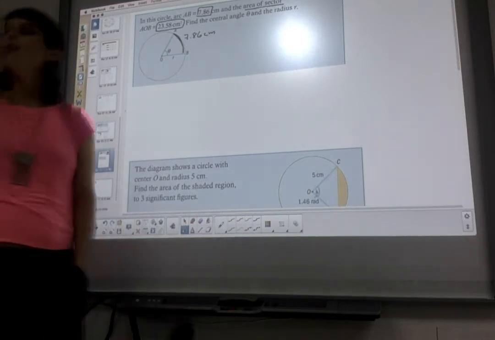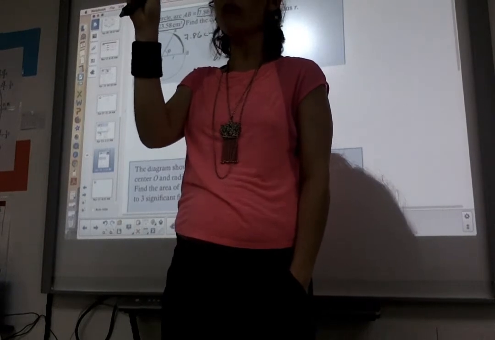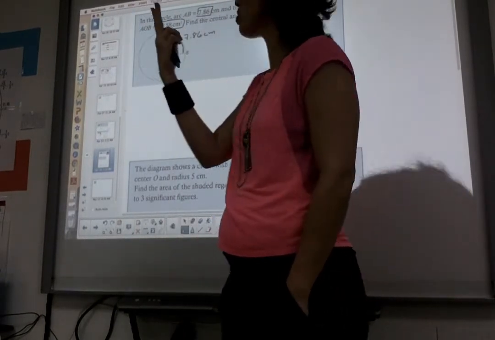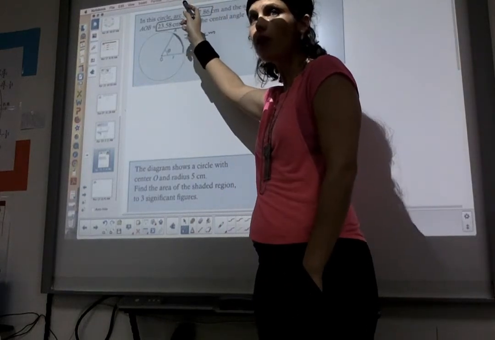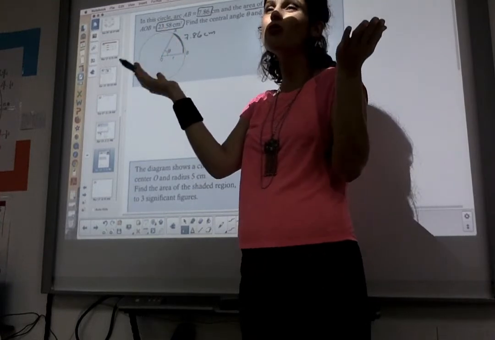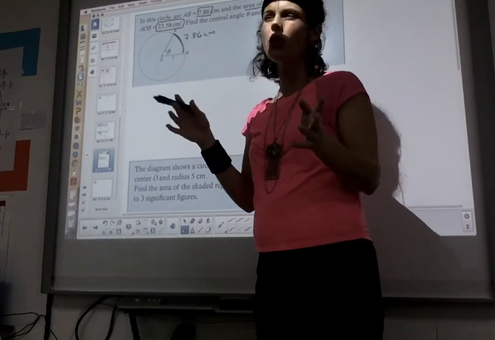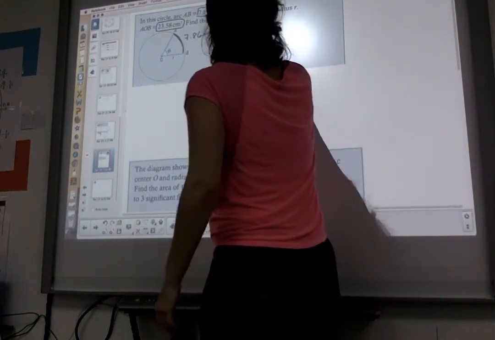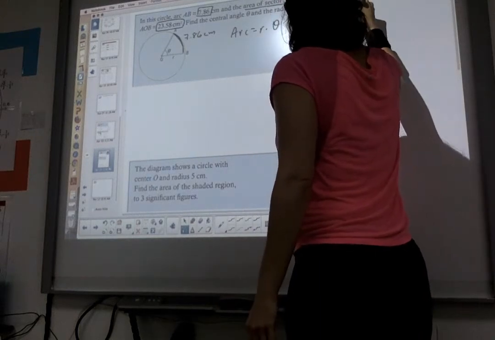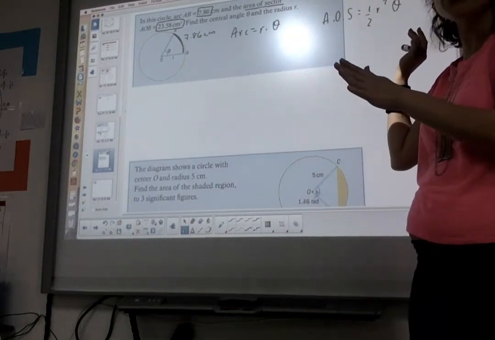How many unknowns do you have? 2. So how many equations do you need to find 2 unknowns? 2 equations. Where are the 2 equations going to come from? One from the arc equation and the other from the area of the sector equation. And then how do you solve a system of equations? Substitution. So let's go with arc equals r theta and area of sector equals half r squared theta. Those are the 2 equations we're going to be using.